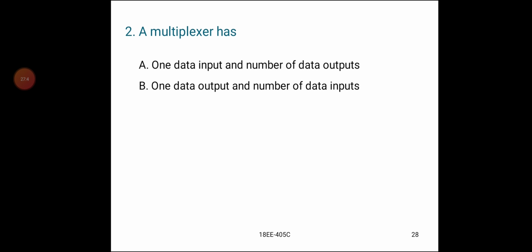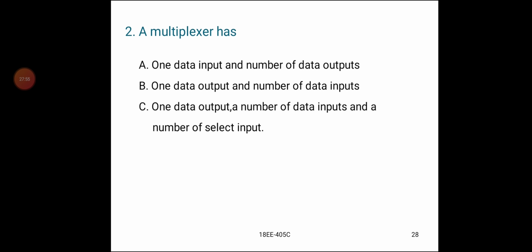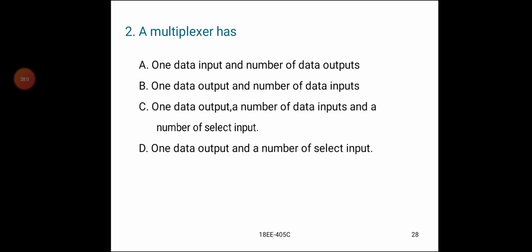Question: a multiplexer has: A, one data input and a number of data outputs; B, one data output and a number of data inputs; C, one data output, a number of data inputs and a number of selection inputs; D, one data output and a number of selected inputs. So C is correct: one data output, a number of data inputs and a number of selection inputs.